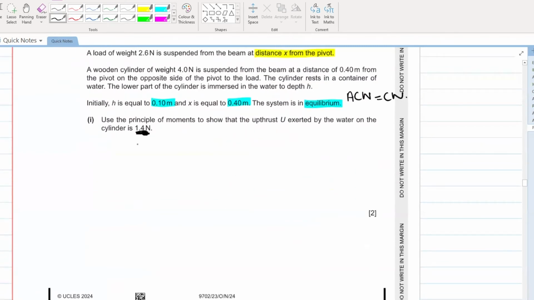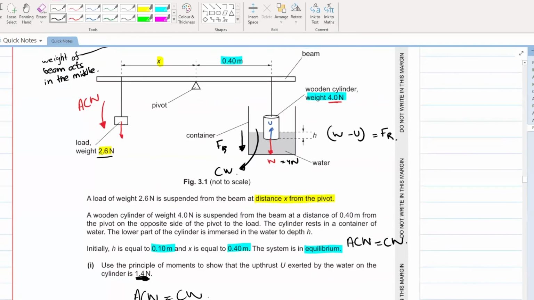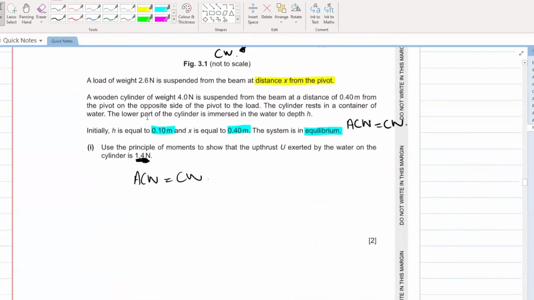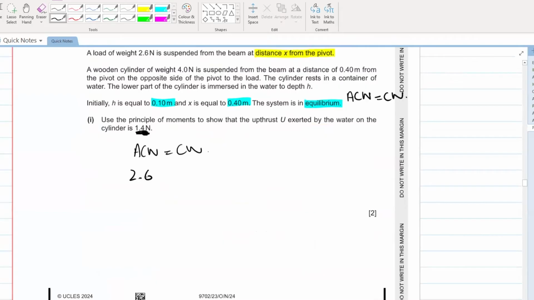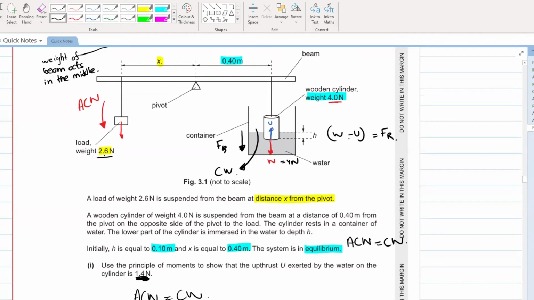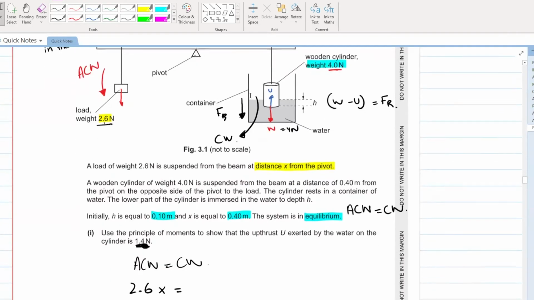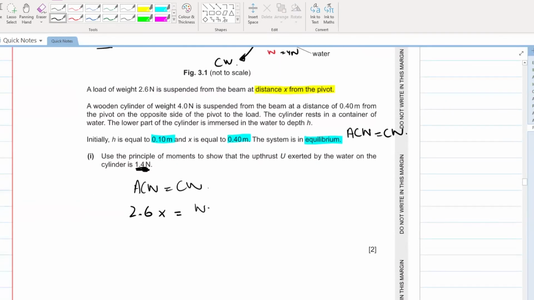Now, we know that anti-clockwise moments are equal to clockwise moments. What is the anti-clockwise moment? 2.6 multiplied by the distance, that is x. What will be the clockwise moment? Weight minus upthrust multiplied by the distance, that is 0.4. Now we know that x is equal to 0.4.